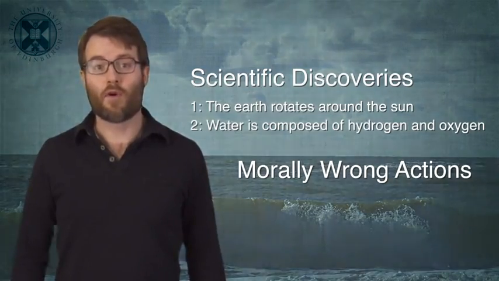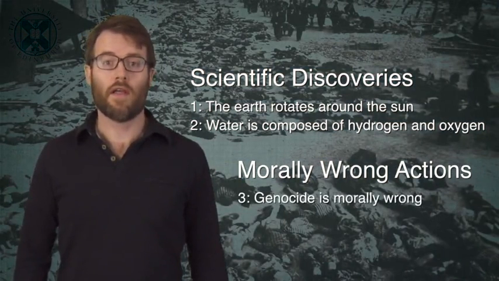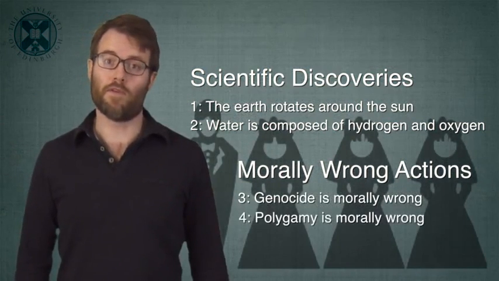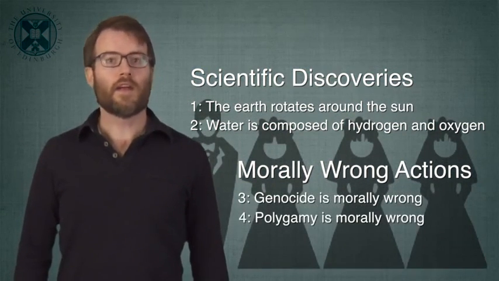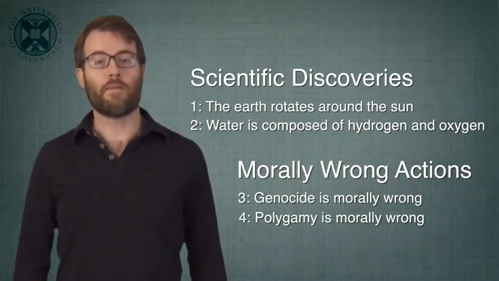Second, my examples of morally wrong actions are 3. Genocide is morally wrong. And 4. Polygamy is morally wrong. It's not important whether your examples agree with mine. What's important is what we can ask about both kinds of examples. So look at your examples and ask yourself the following questions.